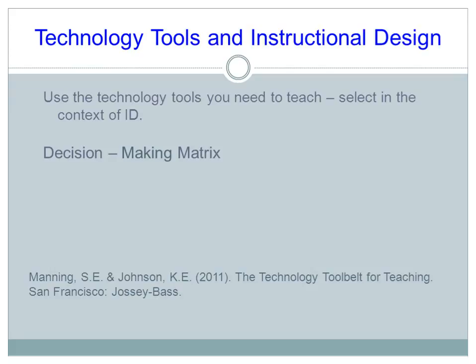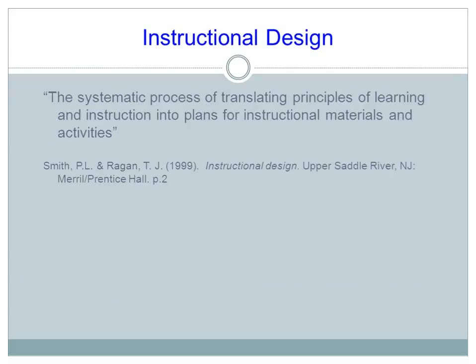In the text, The Technology Tool Belt for Teaching by Manning and Johnson, they present a decision-making matrix that will help with this issue of selecting the appropriate tools to accomplish our teaching. More on that in just a bit, but instructional design is the systematic process of translating principles of learning and instruction into plans for instructional materials and activities.